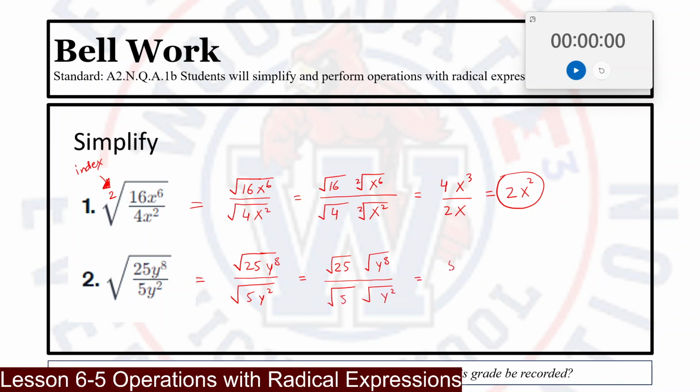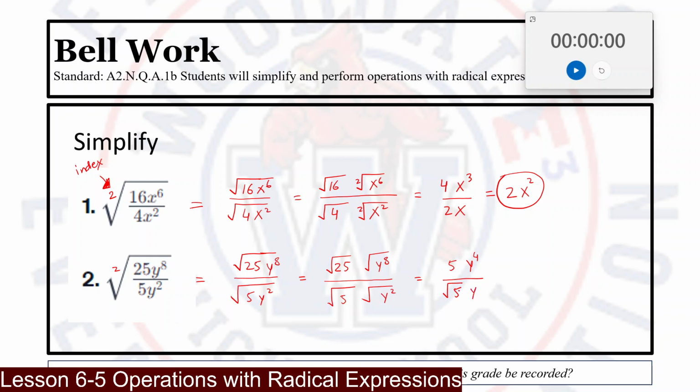The square root of 25 is 5. The square root of y to the 8 is y to the 4 because 8 divided by 2 is 4. Again, there is no index, that means the index is 2. Square root of 5 is just square root of 5. Square root of y raised to 2 is y.